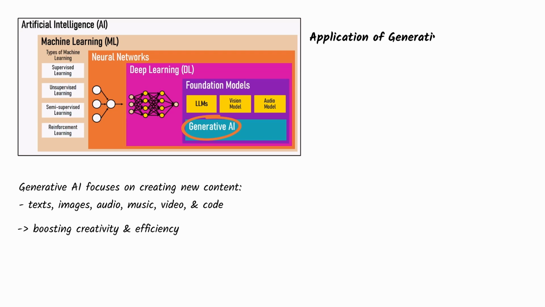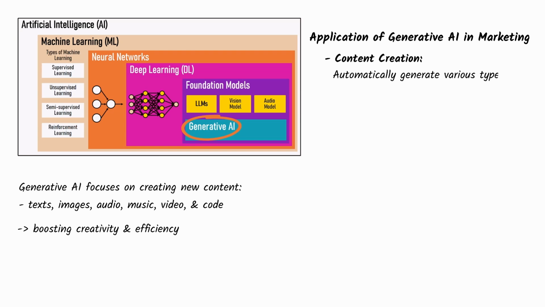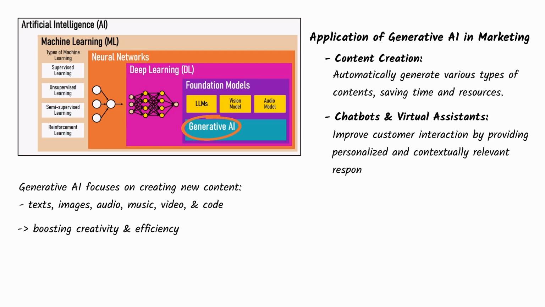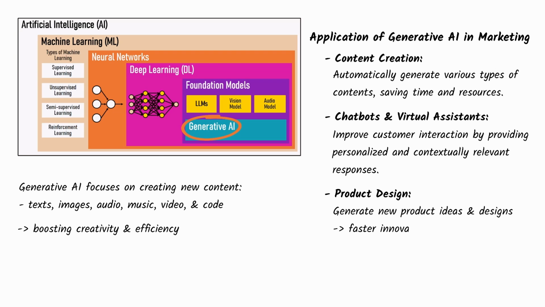Applications of generative AI in marketing. Content creation. Automatically generate blog posts, articles, social media content, and ad copy, saving time and resources. Chatbots and virtual assistants. Improve customer interaction by providing personalized and contextually relevant responses. Product design. Generate new product ideas and designs, enabling faster innovation and customization.